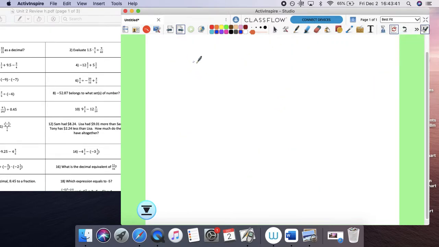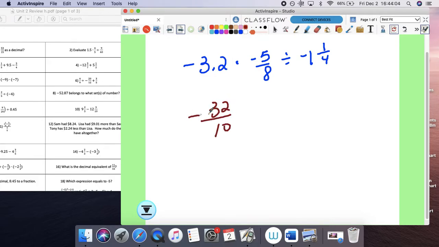Evaluate. So we had negative 3.2 minus negative 5 over 8. Not minus, sorry. 3.2 times negative 5 over 8 divided by negative 1 and 1/4. I'm going to change everything to a fraction. So this is 32 over 10 times negative 5 over 8. And then multiply by the reciprocal of this. Well, first of all, 1 and 1/4 is the same thing as 5/4. So the reciprocal would be negative 4 over 5.